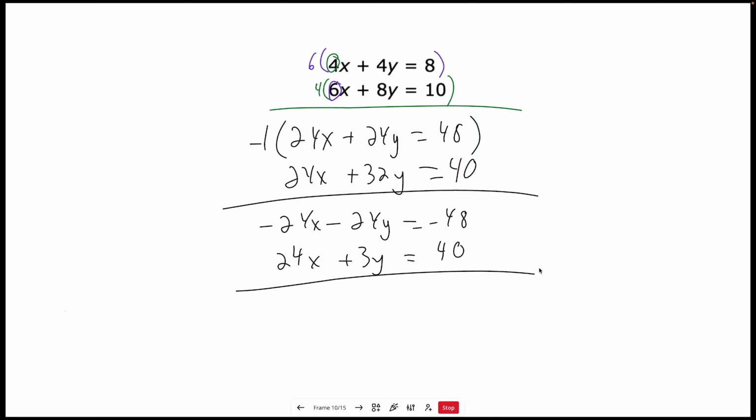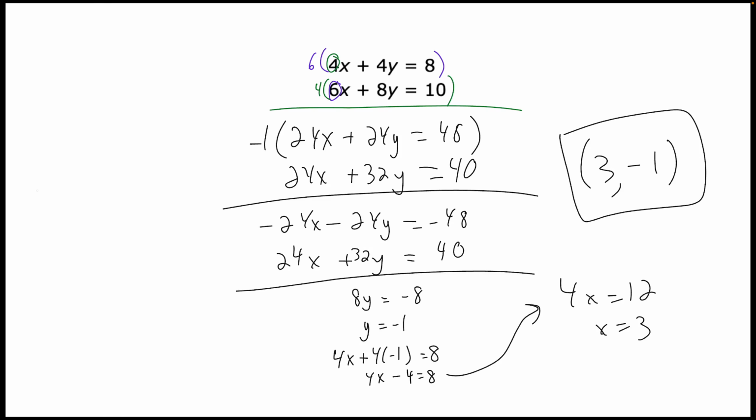Okay, and from here we've done this type of problem. So I'm going to skip through the work here. All right, and here is the final answer, right? We just do our work like normal. We get 3, negative 1. So again, if nothing is canceling when you add straight down, try multiplying by the opposite coefficient or the opposite front number.